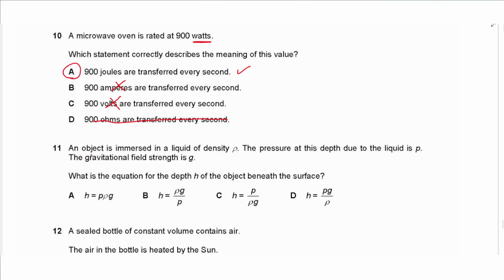Question 11 says an object is immersed in a liquid of density rho. The pressure at this depth due to the liquid is P. The gravitational field strength is g. What is the equation for the depth h of the object? So the pressure in the liquid is equal to rho g h. So if we want to calculate h, we divide P by rho and g. So it's P divided by rho g. So the answer is C.